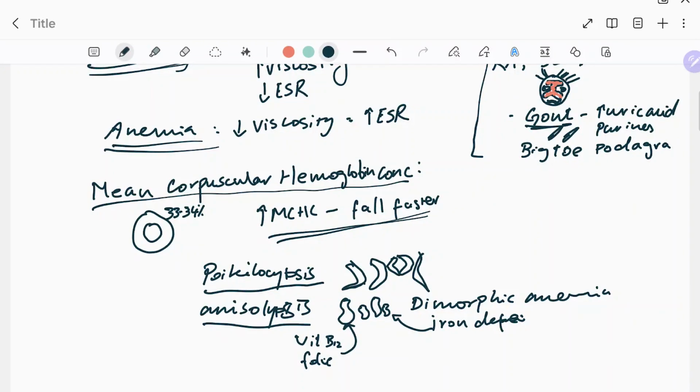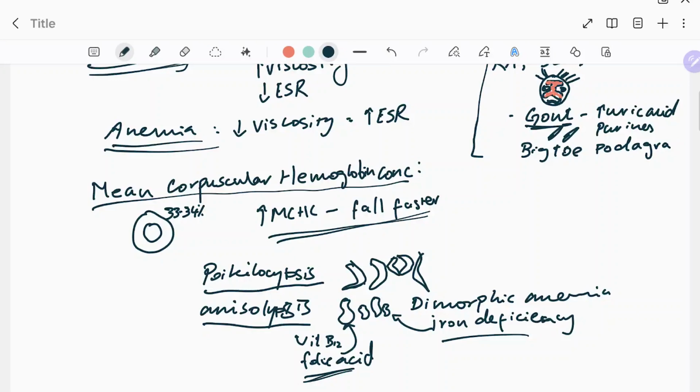The cells become big. So when you are low on iron and B12 and folic acid at the same time, then you are going to get this dimorphic anemia, and that is again going to reduce your ESR.